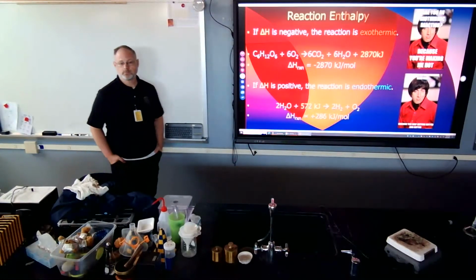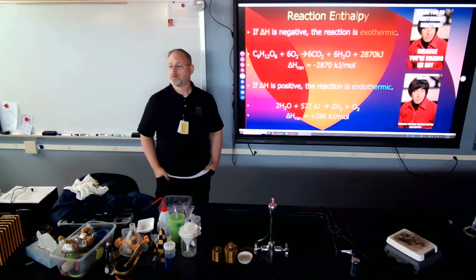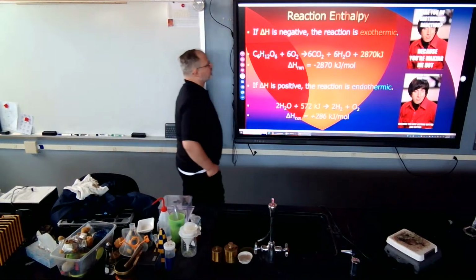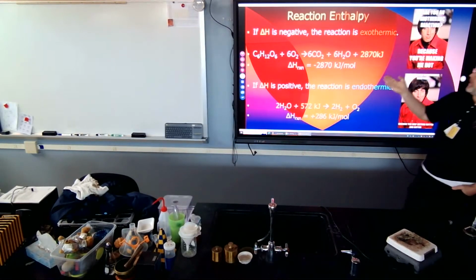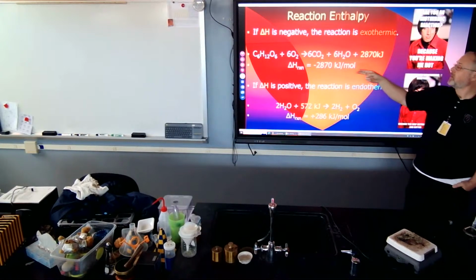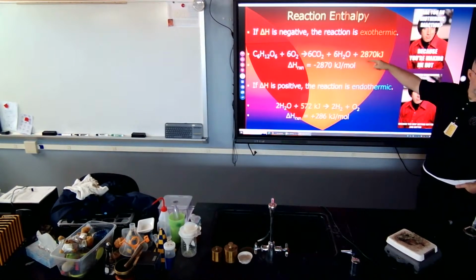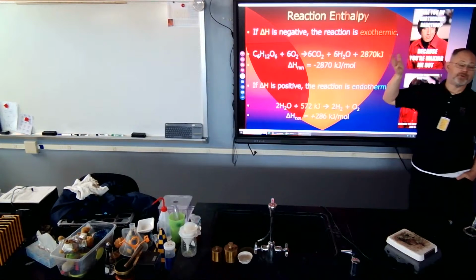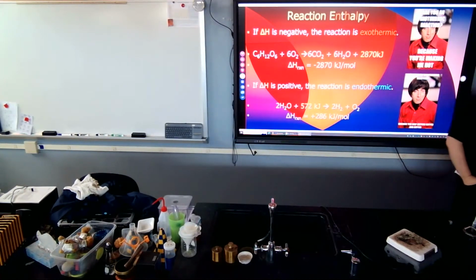Seth, what do you got? Why is it negative 287 instead of positive? Who can answer that? Because it's an exothermic process. So energy is a product. So the system releases heat, therefore the delta H is negative. So energy is acting like a product. When the system releases heat, it's a negative delta H. Capiche? Comprende?